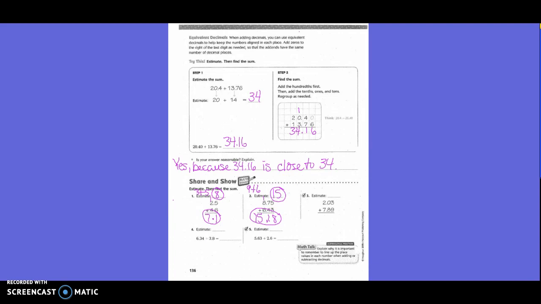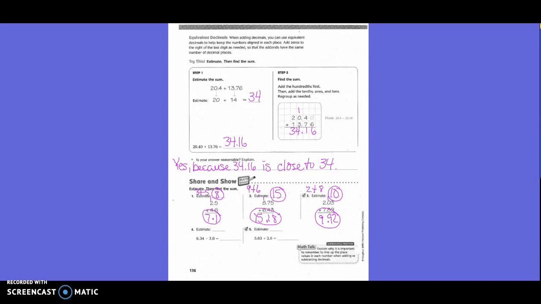Okay. Next one, 2 and 3 hundredths. What would I estimate that to? 2 plus 7 and 89 hundredths. 8. 2 plus 8 is 10. Okay. What do I do first? Bring down my decimal. 9 plus 3 is 12, put a 2, carry my 1. 1 plus 0 plus 8 is 9. 2 plus 7 is 9. So is 9 and 92 hundredths close to 10?